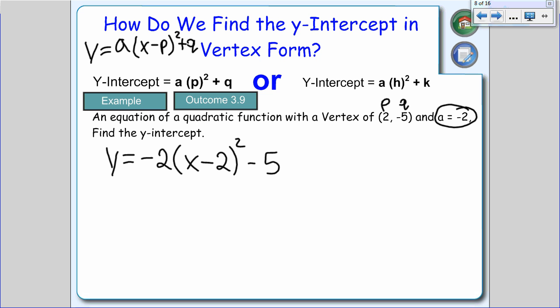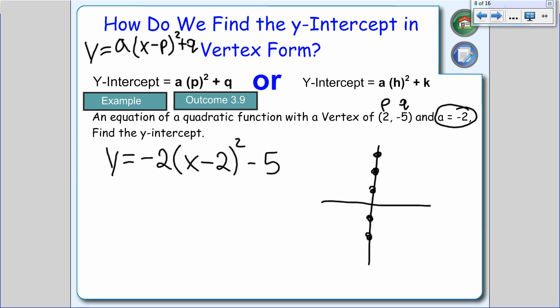If you have a graph and a y-intercept, that means it's something that crosses the y. So it could be here, could be here, could be anywhere. All those points have something in common: x is equal to 0. That's why we make x 0. Not the brackets, but the actual value of x we make 0. Because every y-intercept has x equals 0. Has to.